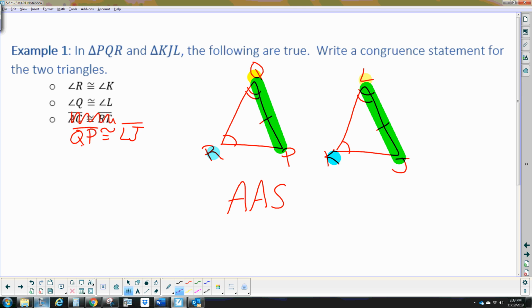So my triangle congruence statement looks like this. Triangle RQP is congruent to triangle KLJ.